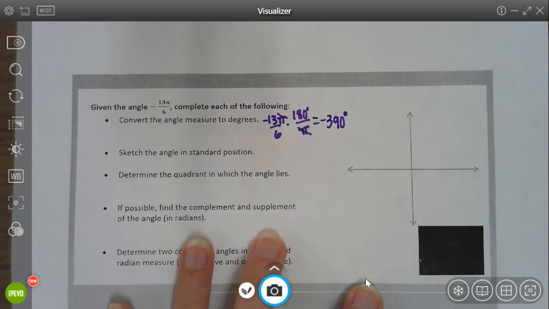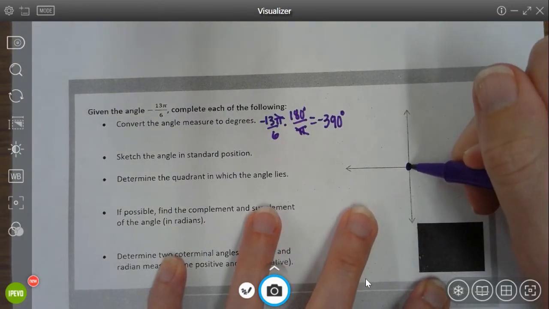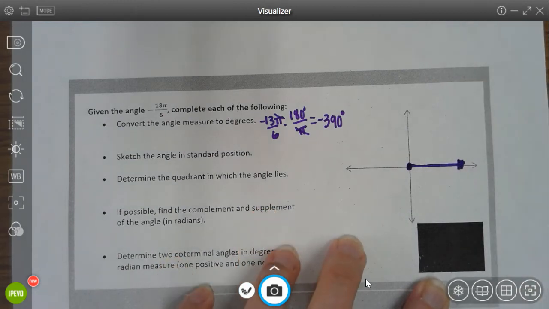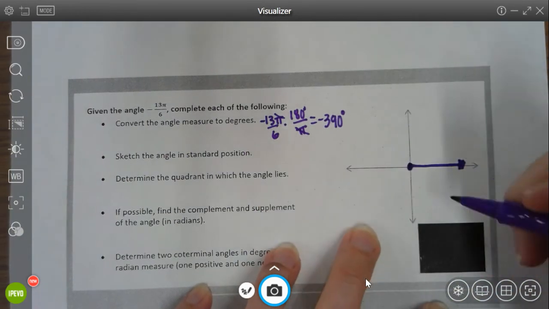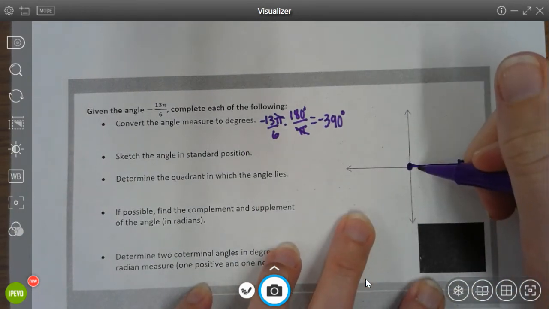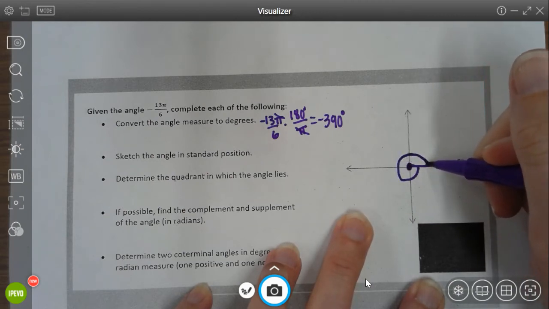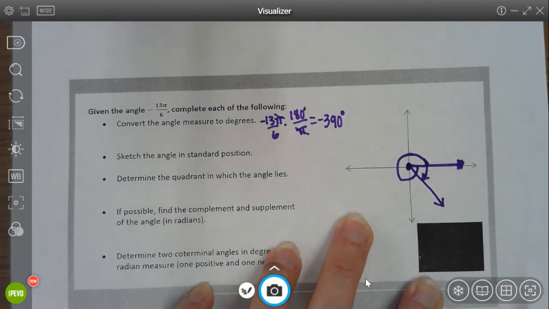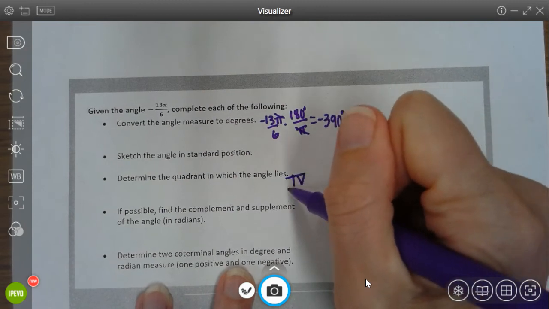If I want to sketch the angle in standard position, I'm going to mark my vertex right at the origin, trace the positive x-axis for my initial side. Then we're going to rotate. You could either use radians or use your degrees if that works better for you. And we're going negative 390. So that's negative 360 and then an extra 30 degrees to go that 390. So there's my angle in standard position. The terminal side landed in quadrant 4.